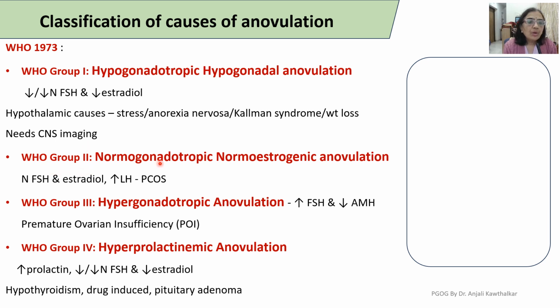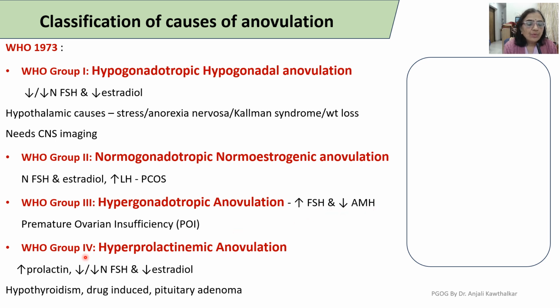WHO group 2 is normogonadotropic normoestrogenic anovulation, where FSH and estradiol are normal. LH might be raised, and the most common condition is polycystic ovarian syndrome as a cause of this group 2. Group 3 is hypergonadotrophic anovulation, where FSH is raised, AMH is reduced, and the most typical condition in this group 3 is premature ovarian insufficiency, POI, where we get a raised FSH and fall in AMH.